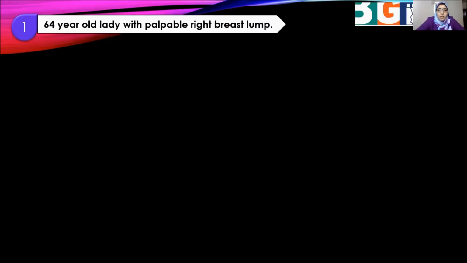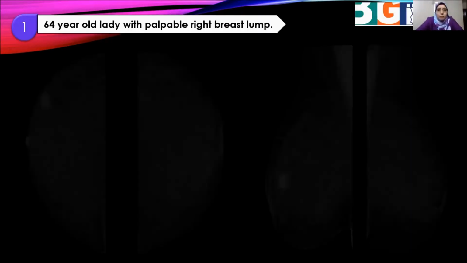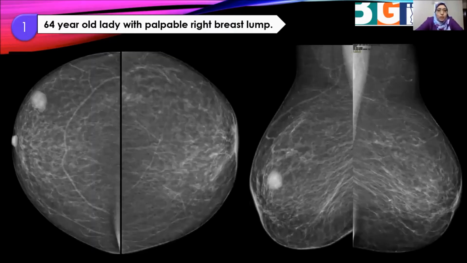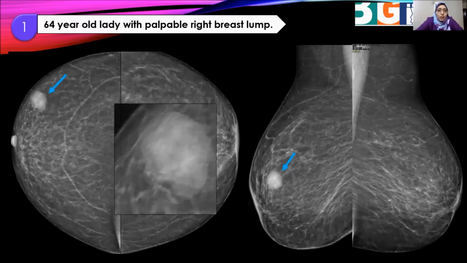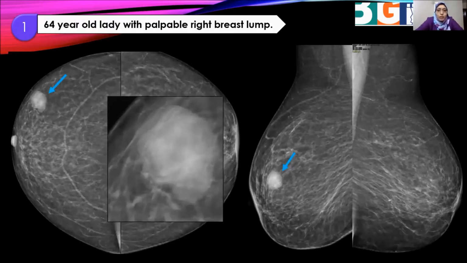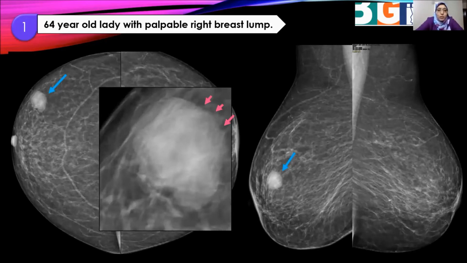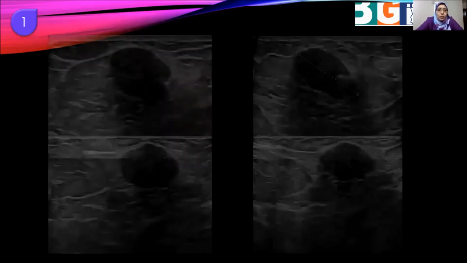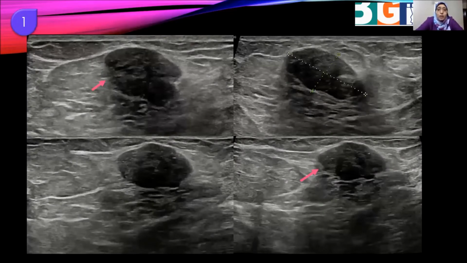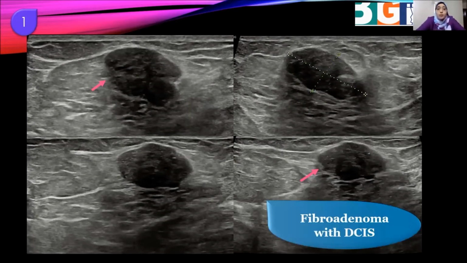Our first case is a 64-year-old lady with a palpable right breast lump. The mammogram showed a well-defined lobulated lesion of intermediate density. On close observation of this lesion, we can find that the posterior margin shows fine irregularity, which was confirmed by the complementary ultrasound, showing angular margins and irregularity. The lesion was actually of not parallel orientation, and it was biopsied and proved to be a fibroadenoma with foci of DCIS.